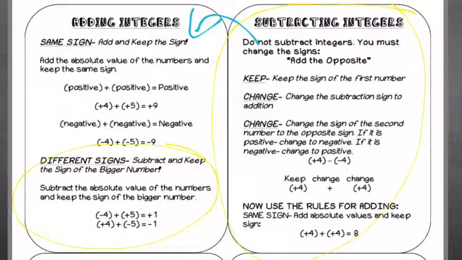What is the rule for subtracting integers? That's all you need to know. Keep, change, change. What's the rule for multiplying and dividing integers? Positive times a positive, positive. Negative times a negative, positive. Positive times a negative, negative. Negative times a positive, negative. Just always have that in your head.